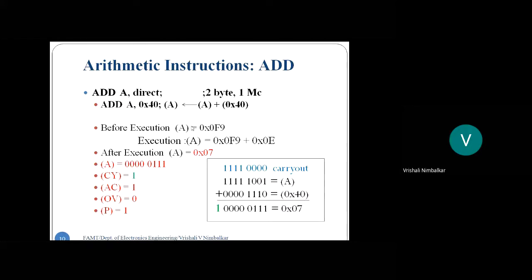So before execution, let me assume the accumulator was having F9 and the memory data was E. Where was this E? 14. 14 is stored in memory at what address? 40 hex. I have just taken another example so that the flags will change. So now the accumulator data is F9 hex. See how you enter the data: 0F9, 0x hexadecimal, and 0F9 plus 0E. What is the answer? 7. Right. Now you will say F9 plus E.